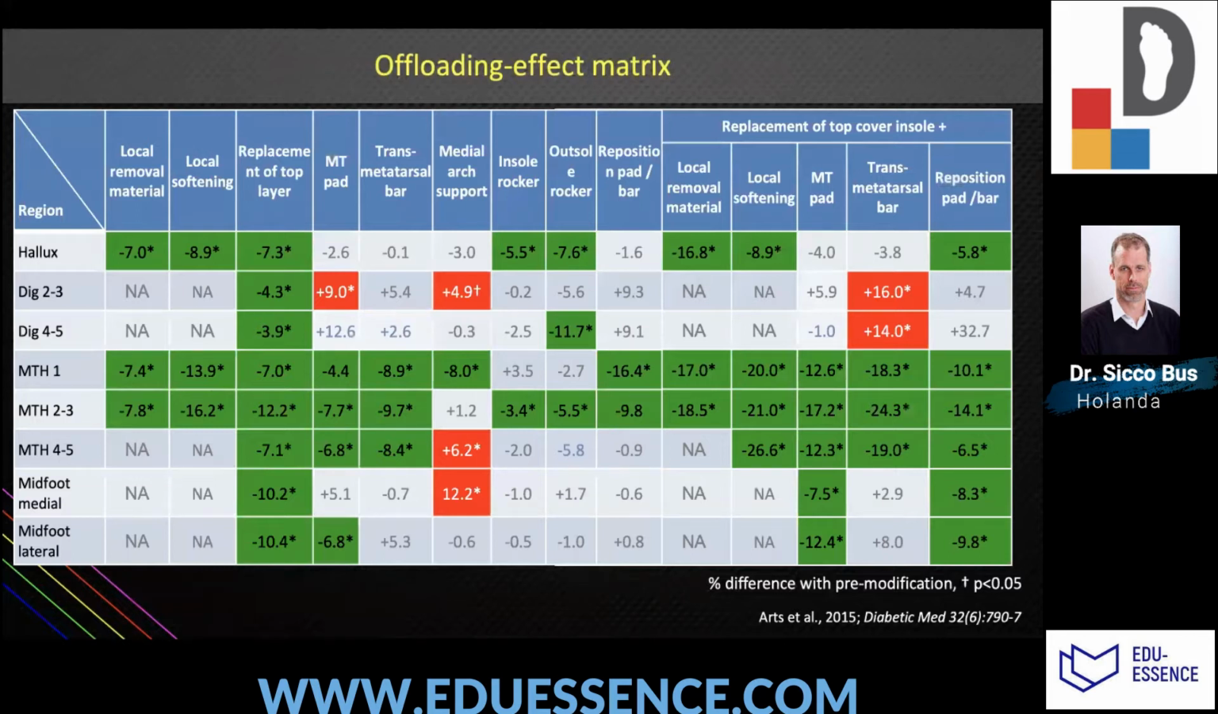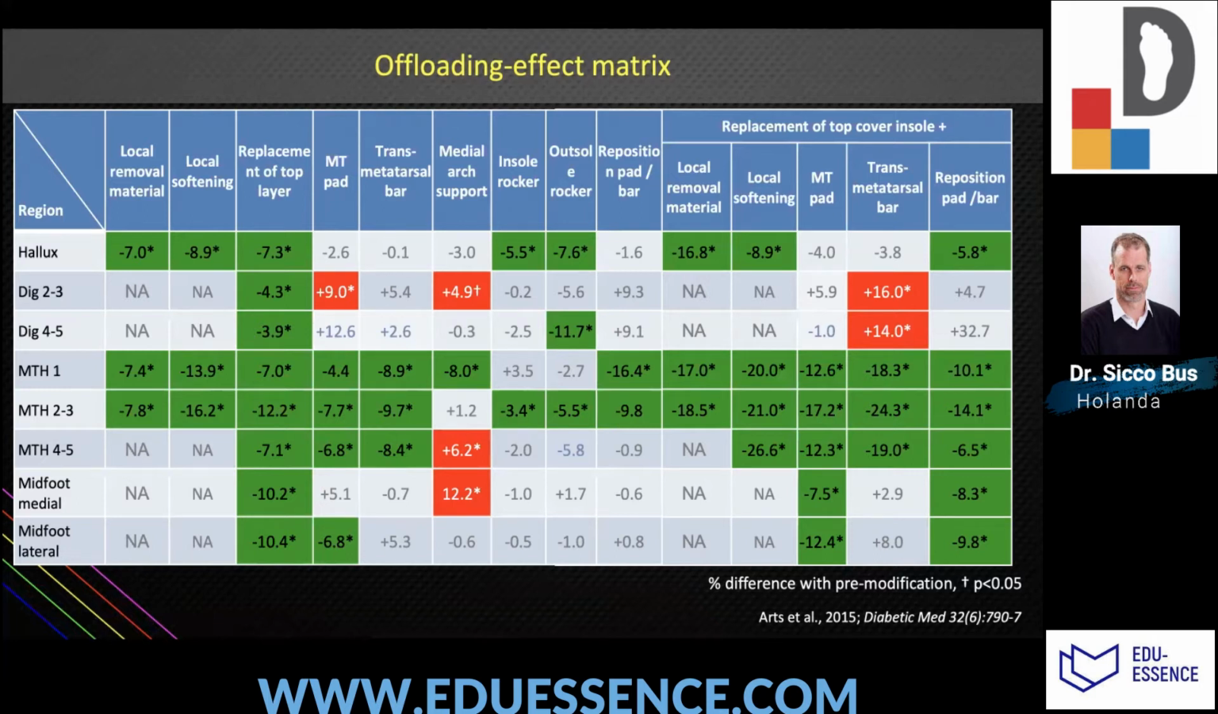Now, because of the thousands of modifications done in the studies that we have performed over the last 10 years, we were able to create what we call an offloading effect matrix, showing per region of the foot, depicted on the left-hand side in the table, what the effect is of a footwear design element or a combination of elements, as shown at the top of the table, on in-shoe pressure relief, shown in percentage compared to not applying such a design element. The green cells show all the significant reductions, and the red cells show the few significant increases in peak pressure by applying that particular design element for that particular region.